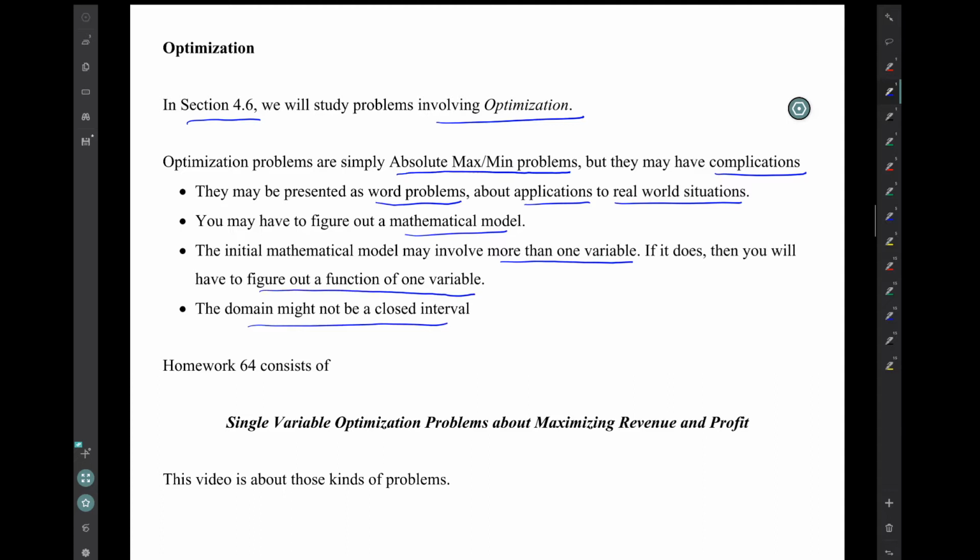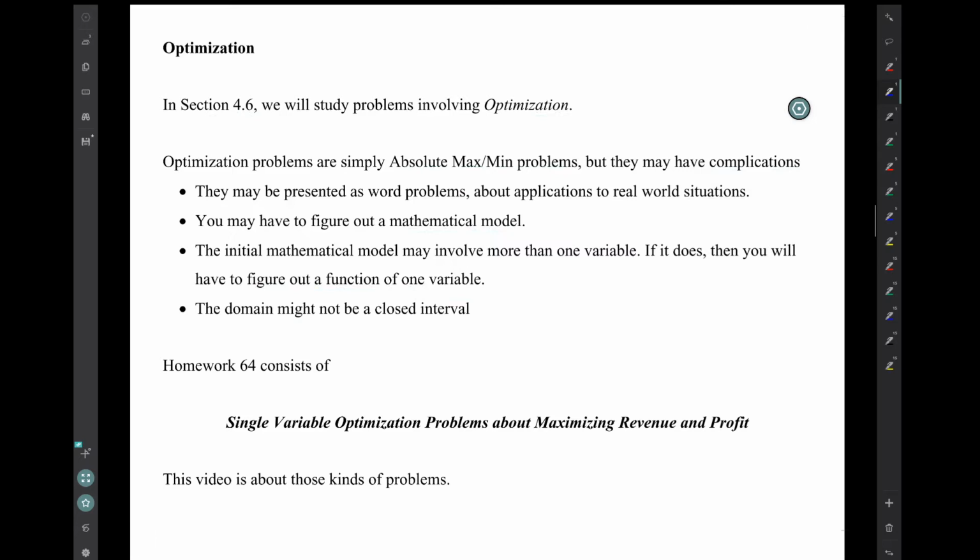Remember, when finding absolute maxes and mins, the easiest situation was the situation where we have a continuous function on a closed interval. Things get more complicated, less predictable in situations where the domain is not a closed interval. So that's the idea of optimization problems.